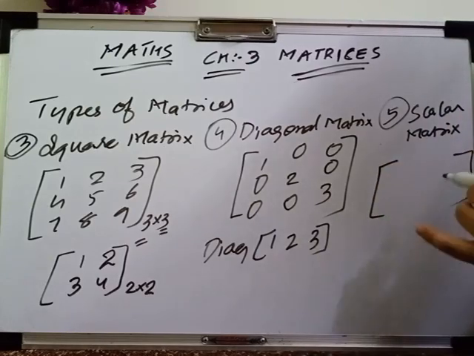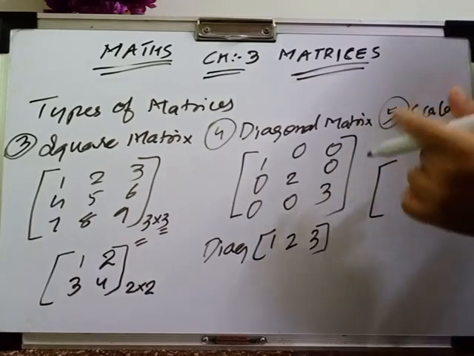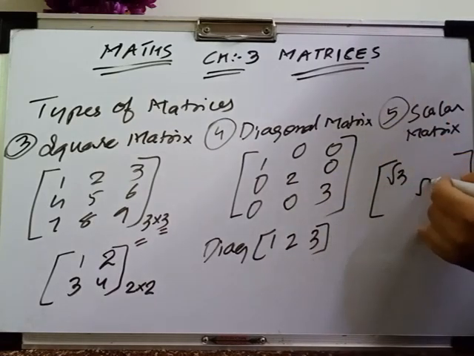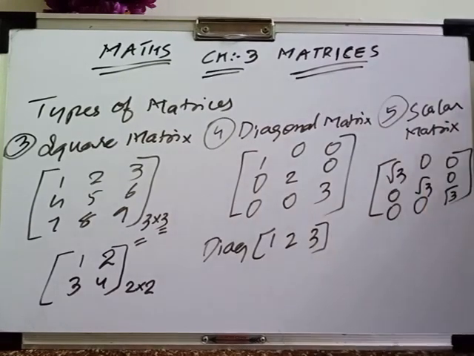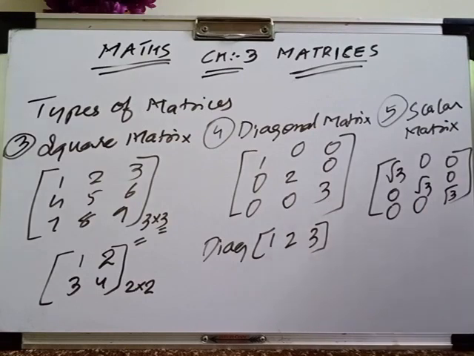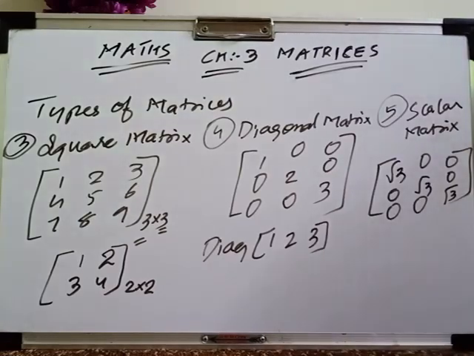One more is the scalar matrix. This is also a special type of diagonal matrix in which the elements of the principal diagonal will be equal and the rest all will be 0. Right. So this is also a special type of diagonal matrix only, but here in this case the elements of the principal diagonal will be the same.